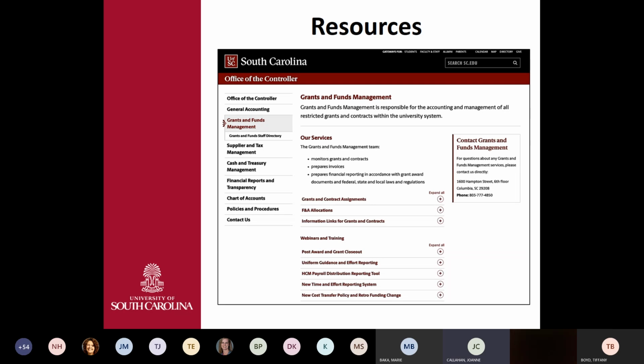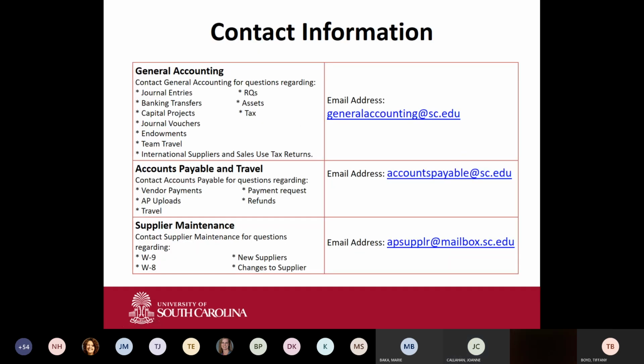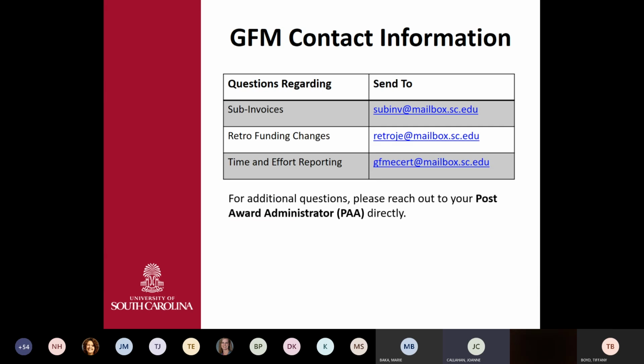And then for contacts, so for general accounting, accounts payable and travel, and then supplier maintenance, all the contact information is there. They are monitoring those specific email addresses, and they will answer your questions. And then for grants, GFM contact information, for sub invoices, you want to send those questions to the email address listed here. For retro funding changes, you want to send that to the retro JE mailbox.